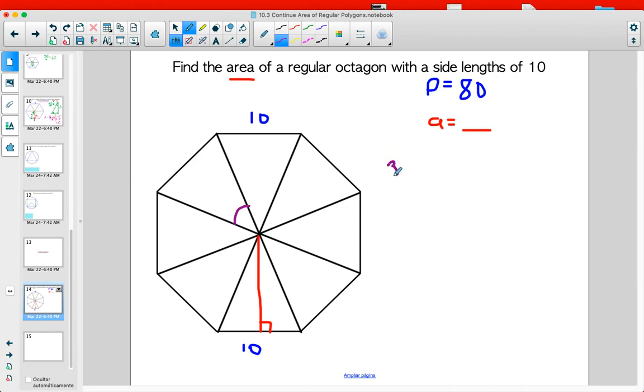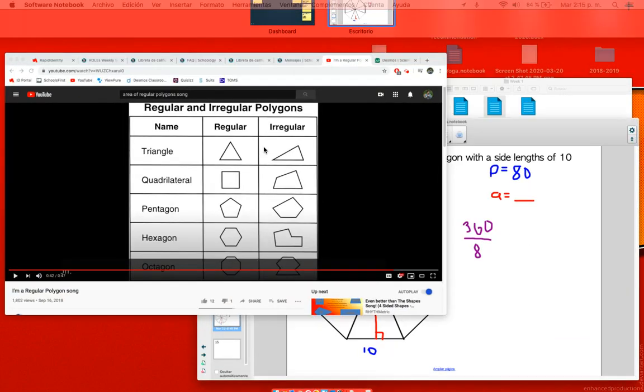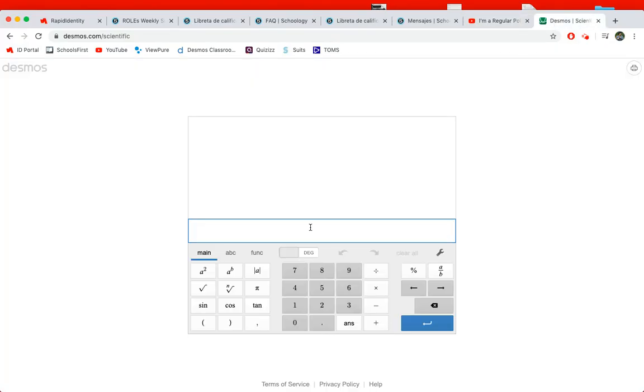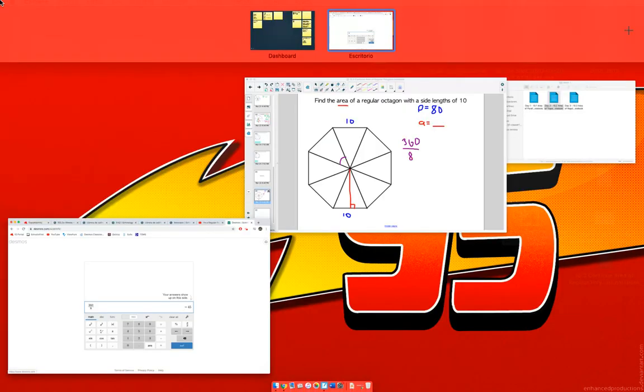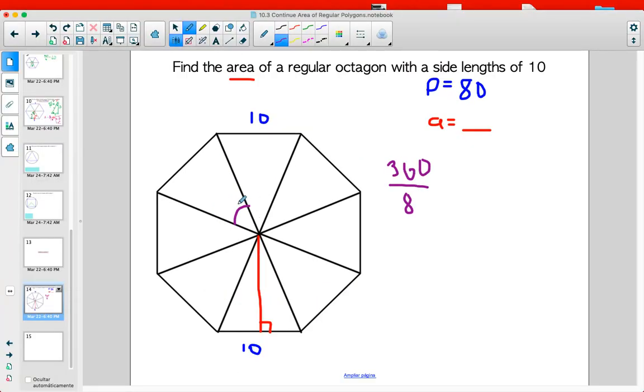So that's going to be 360 divided by, not 4, not 6 anymore, divided by 8, because we have an octagon, and an octagon has 8 sides. And again, just a reminder for those of you that do not have a calculator, you know my favorite tool, Desmos calculator. So I'm going to put it over here. 360 divided by 8, 45. Boom. So we know that this angle right here is 45. That's great because it's going to help us find the apothem.